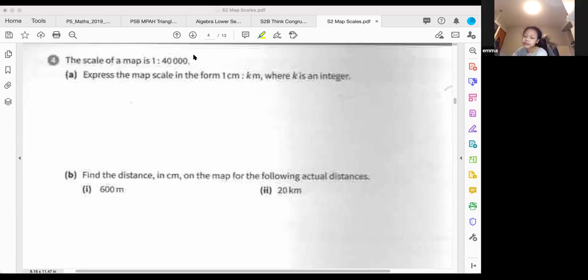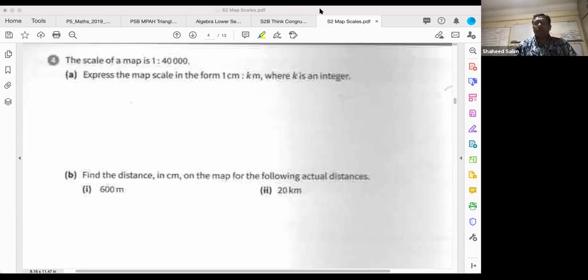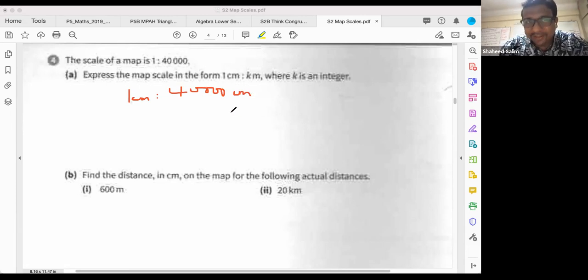Okay. So let us see. You must be able to follow the logic here. This is 1 cm on the map. It represents 40,000 cm in the real world. But in the real world, you're not going to measure big distances in cm. Let's change it to meters first. You divide by 100. When you divide by 100, 2 zeros go off. You are left with 400 meters.